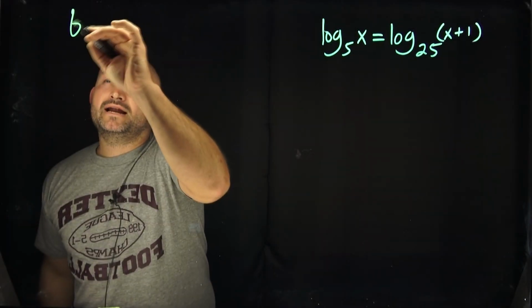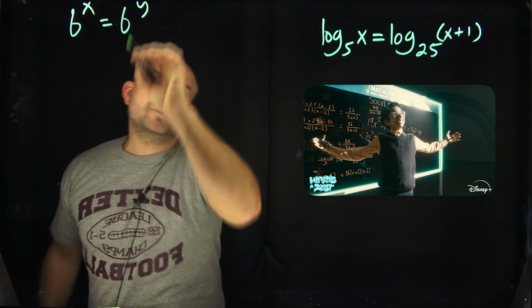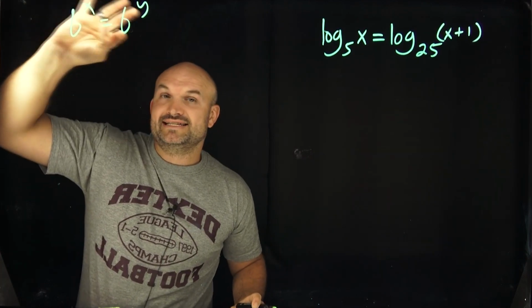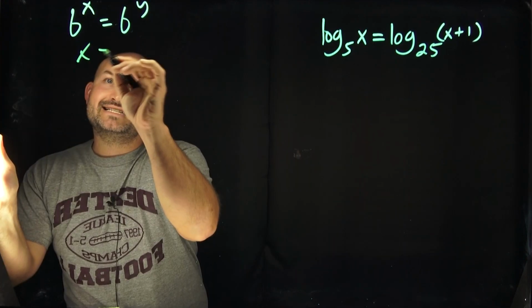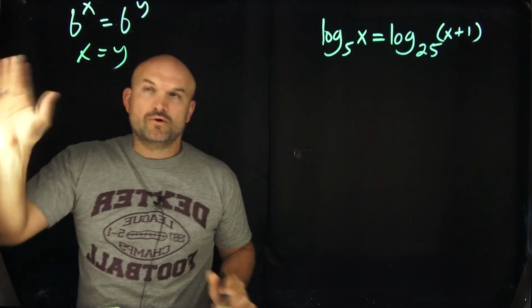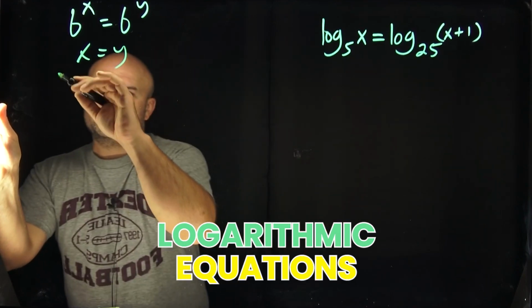So there's a couple properties that I want you to be able to understand to be able to solve a problem like this. The first one is going to be the one-to-one property. If I have any base raised to a power that's equal to the same base raised to another power, x is going to equal y. Now, this is the one-to-one property for exponential equations, and there's also a one-to-one property for logarithmic equations.